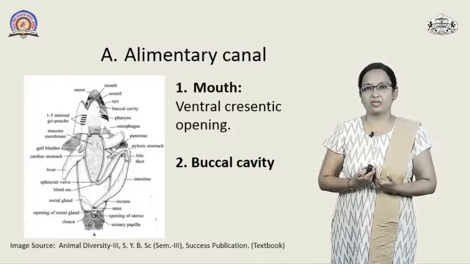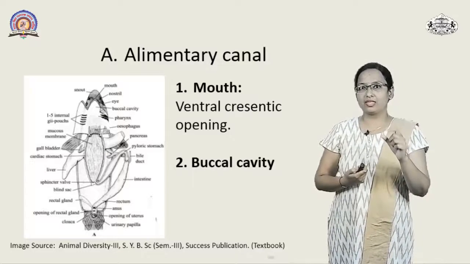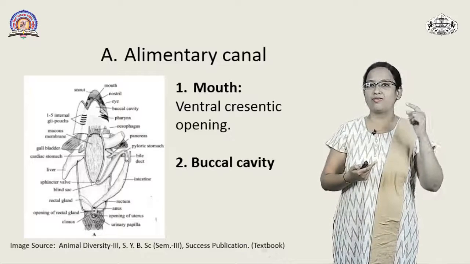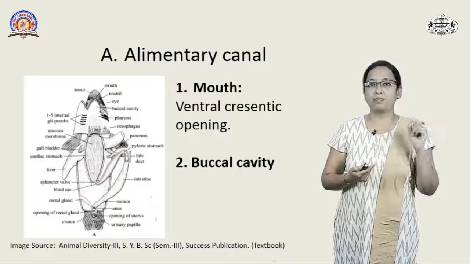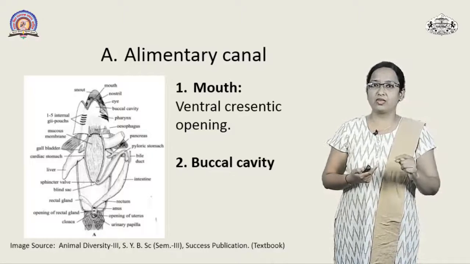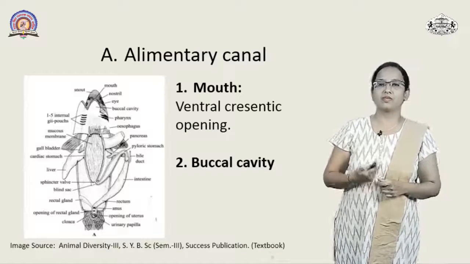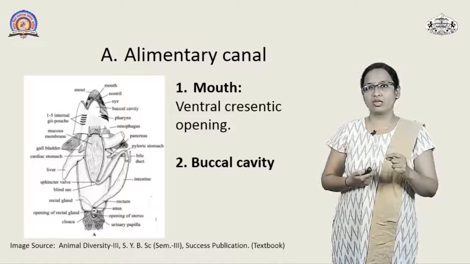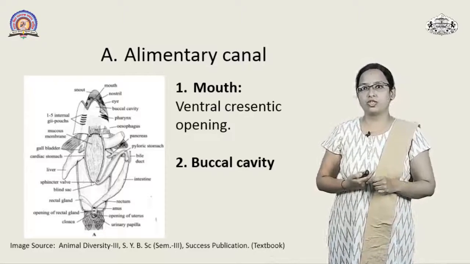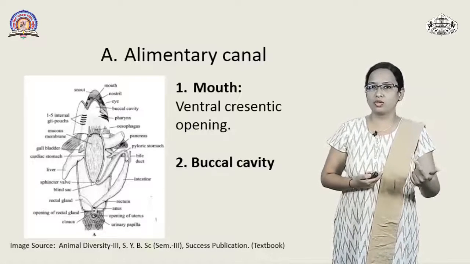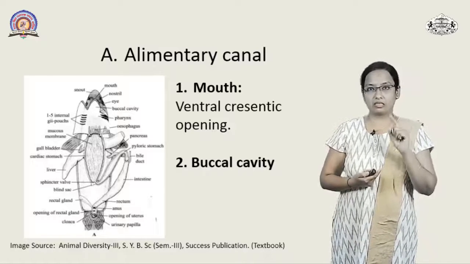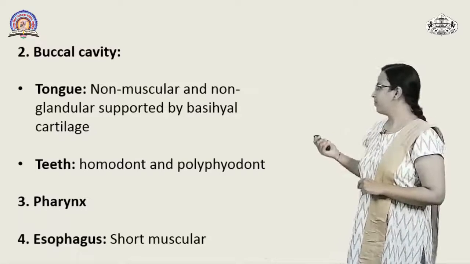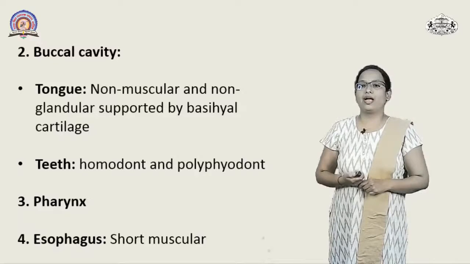Also, this buccal cavity is going to open into the next structure, which is going to be the pharynx. This buccal cavity will be supported by two structures. The upper portion of the buccal cavity is supported by the base of the cranium, whereas the lower portion of the buccal cavity will be supported by basihyal cartilage. There is also a presence of tongue in this particular structure. Now how is the tongue? The tongue is going to be non-muscular and non-glandular, and basically this tongue is the one which is supported by basihyal cartilage.